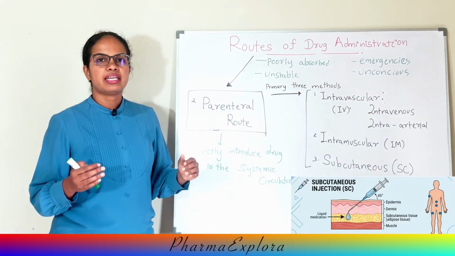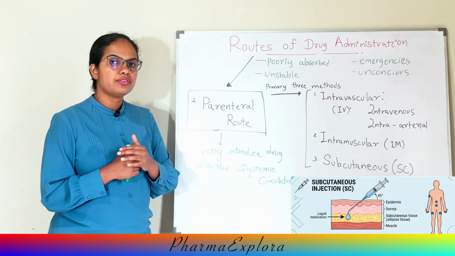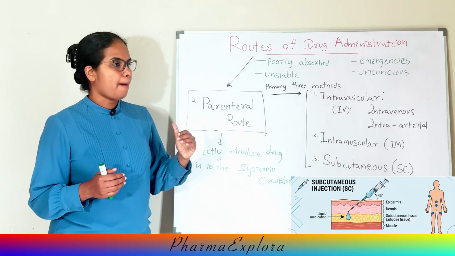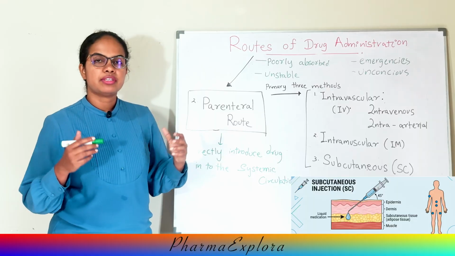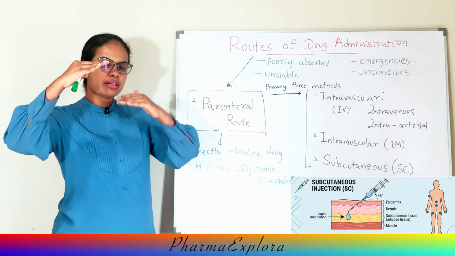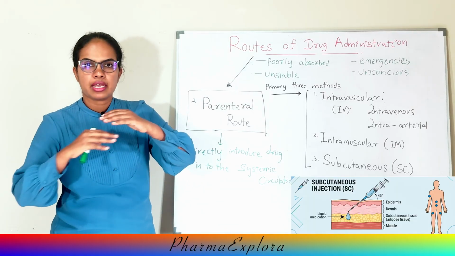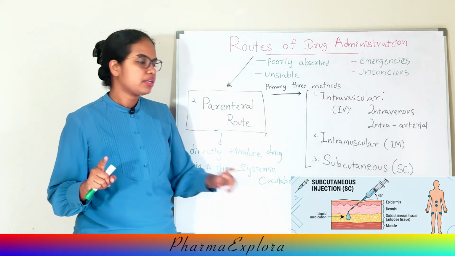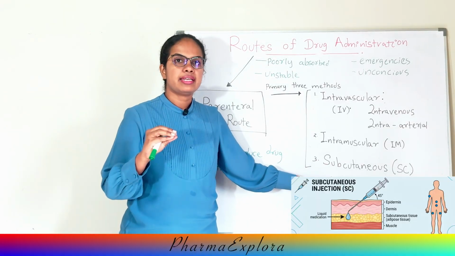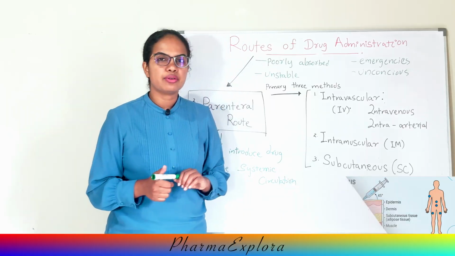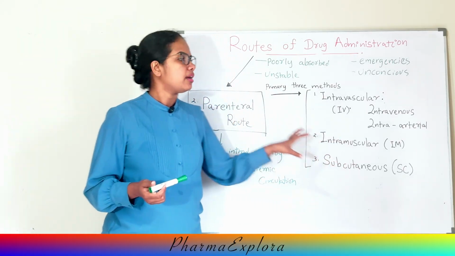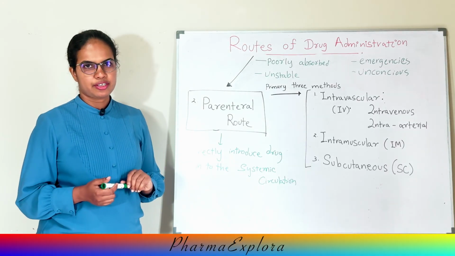Then the subcutaneous. The subcutaneous is where we inject the drug into the fatty layer of tissue just beneath the epidermis and the dermis of the skin. There is a fatty layer of tissue where we introduce the drug, and that is called the subcutaneous. So those are the three methods of the parenteral route.